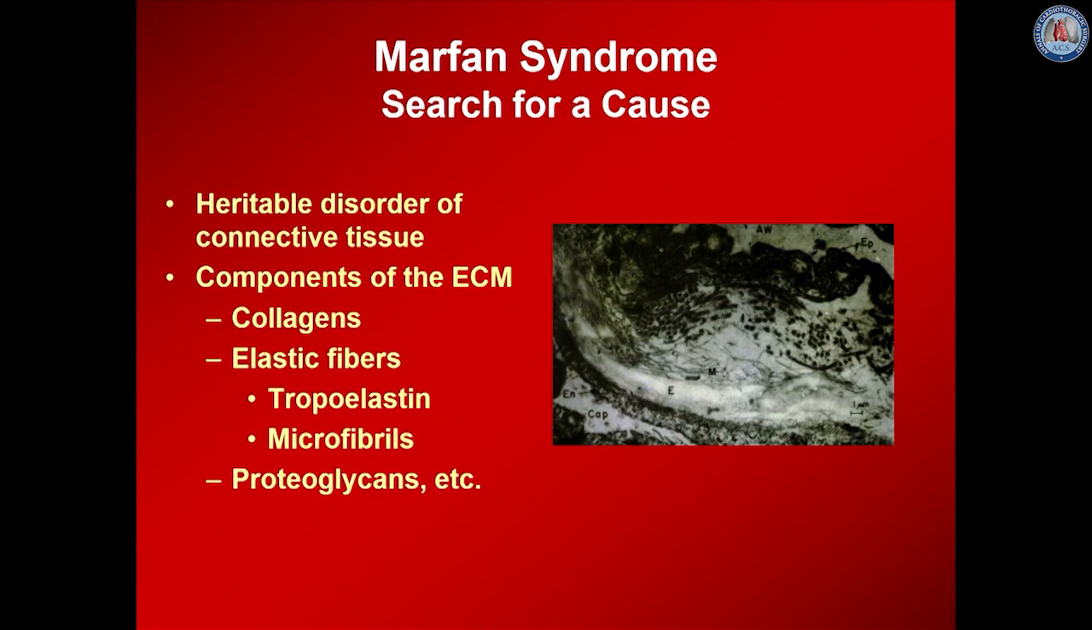I mentioned that McKusick first characterized Marfan syndrome as a heritable disorder of connective tissue, and that's where the search began for a cause. And in connective tissue, there are collagens, elastic fibers, which have multiple components, and a variety of proteoglycans and other biochemical substances.